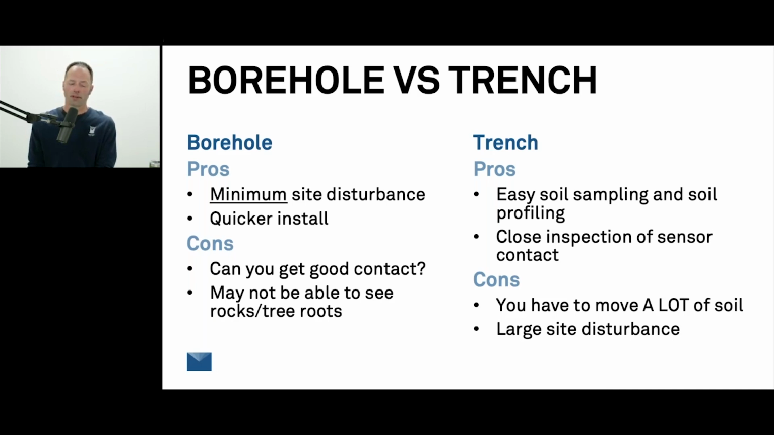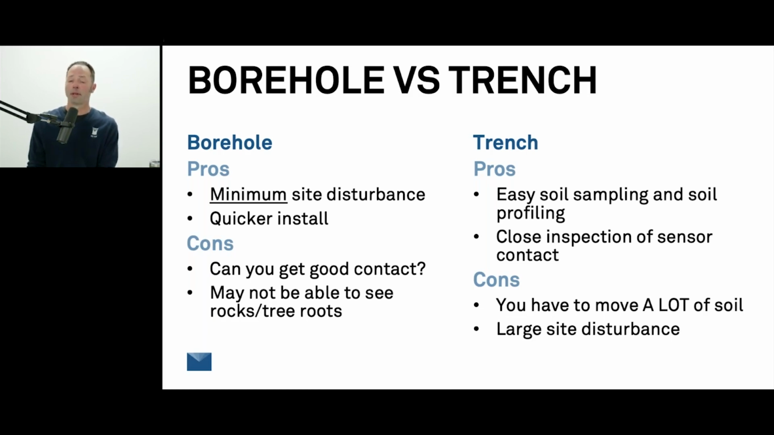Some of the disadvantages of a borehole are going to be the contact. It's going to be a little bit harder to know whether or not you're getting good contact, especially if you're trying to go 2 meters down or 3 meters down. It might be difficult to see and ensure that your sensor is fully installed. And rocks and tree roots could pose a larger problem in boreholes than in a trench where you can dig them out and see them.